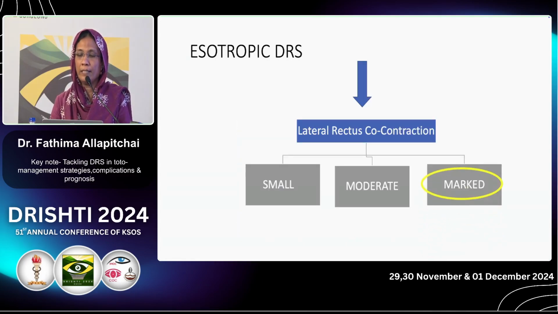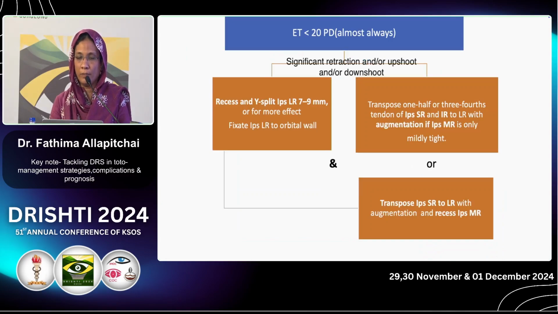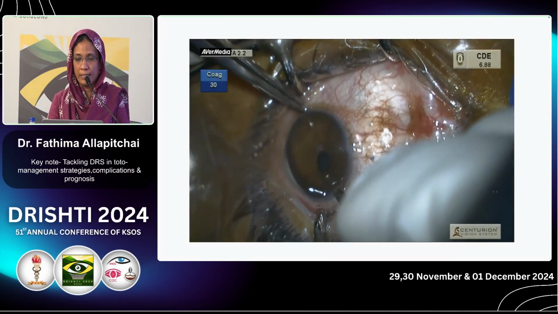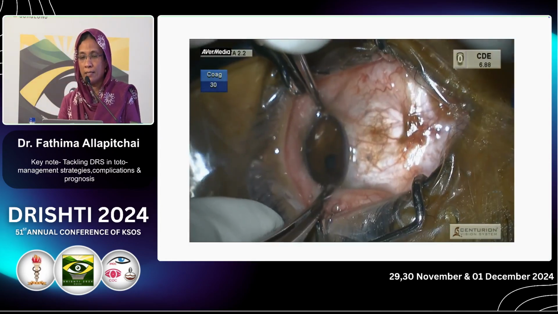If the co-contraction is marked, then we have to do something for the co-contraction. Either we have to do Y split, or you remove the effect of the lateral rectus by doing periosteal fixation. After doing that, you can combine with either transposition of partial vertical rectus or full superior rectus tendon to the lateral rectus to aid abduction. This we have already seen. So Y split surgery we will see. It's a very rewarding surgery.